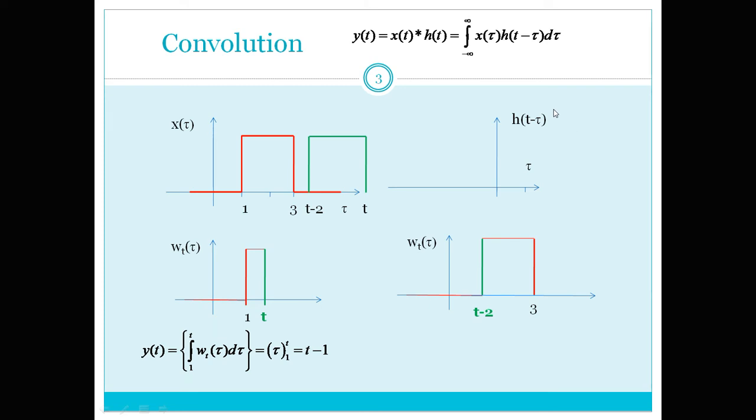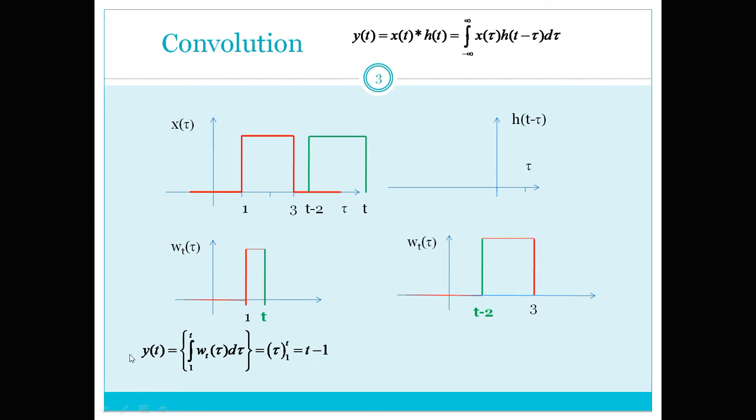What are those values? For x of tau, the value is 1. H of t minus tau is also 1, because we are using unit step functions. So 1 into 1 will obviously be 1. The integration of 1 d tau will be tau, from 1 to t. Substituting the limits gives t minus 1.